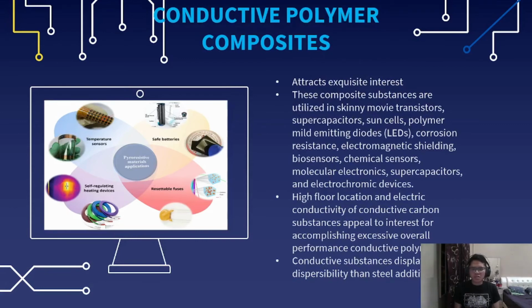It attracts exquisite interest. These composite substances are utilized in thin film transistors, supercapacitors, solar cells, polymer light emitting diodes or LED, corrosion resistant electromagnetic shielding, biosensors, chemical sensors, molecular electronic supercapacitors, and electrochromic devices. High flow location and electric conductivity of conductive carbon substance appeal to interest for accomplishing excessive overall performance. Conductive polymers and then conductive substance display higher dispersibility than steel additive.